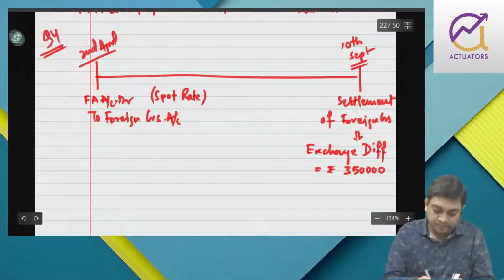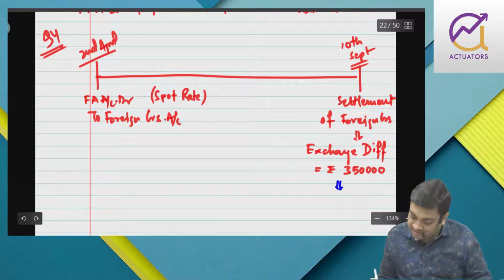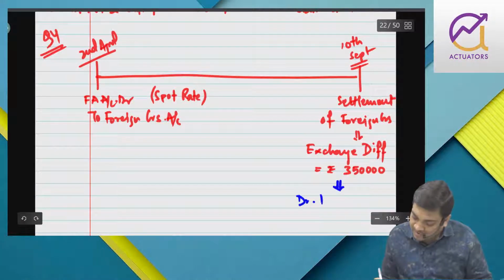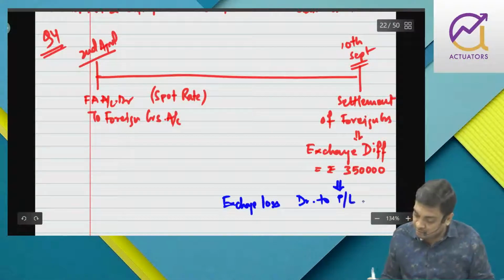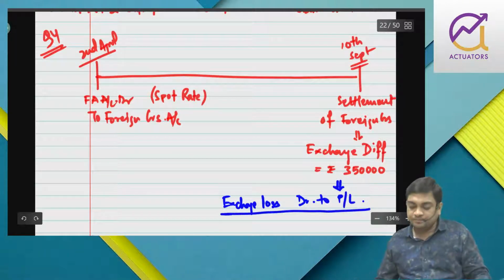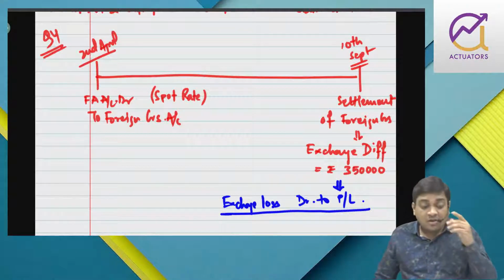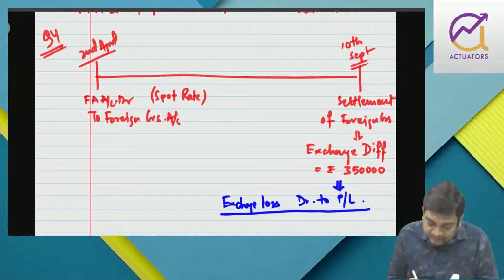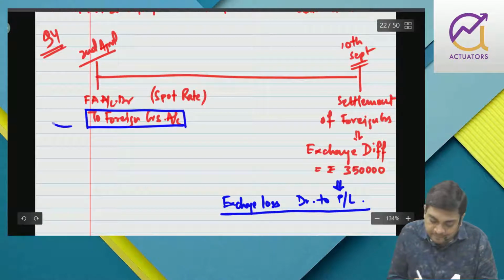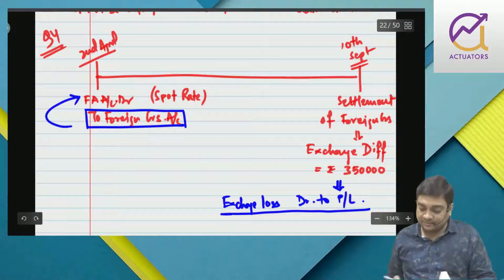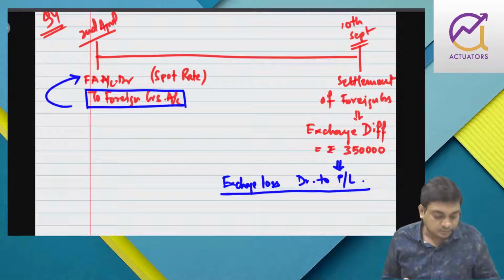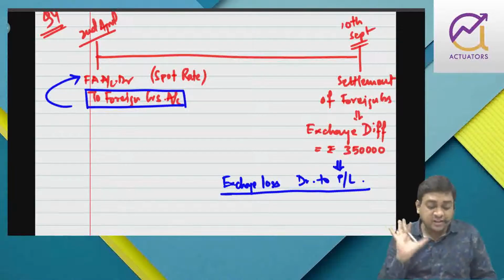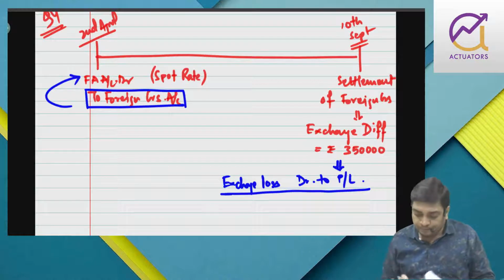Yes or no? So what is the treatment of this? It should be debited to profit and loss account. Now this foreign creditor is in respect of fixed asset, right? So their treatment is okay, no problem.